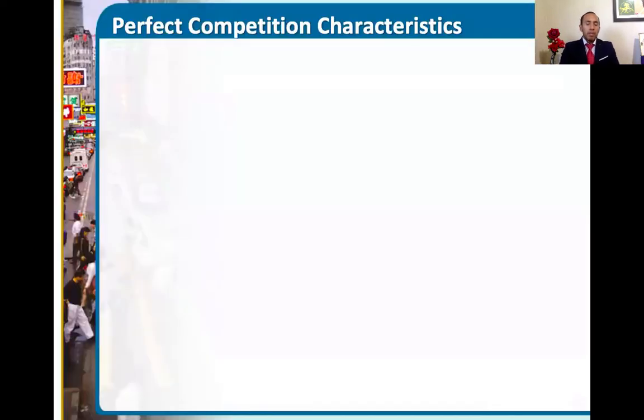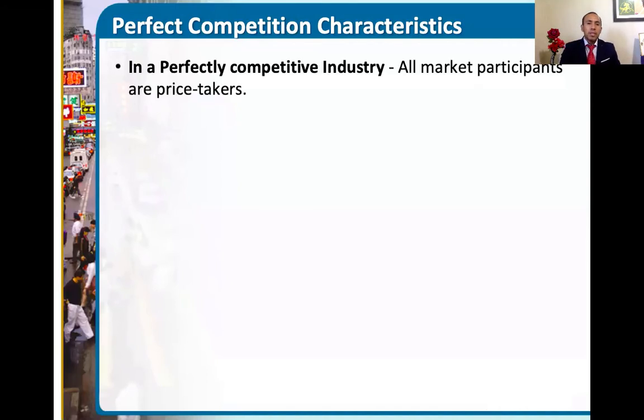Now, within perfect competition, some of the main characteristics of a competitive market is that it consists of a market where all of the industry participants are considered to be price takers. Within perfect competition, it's the ideal market where the participants, such as the seller or the consumer, cannot influence the price, and everyone is a price taker.